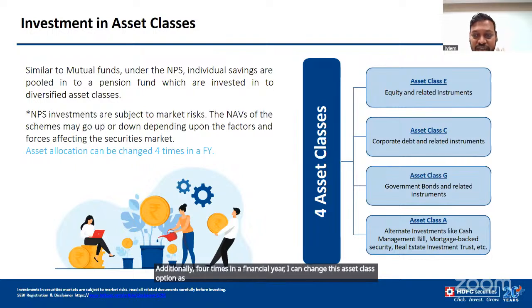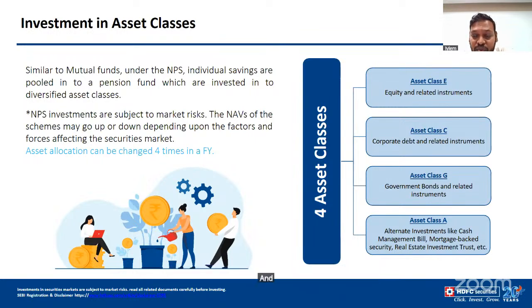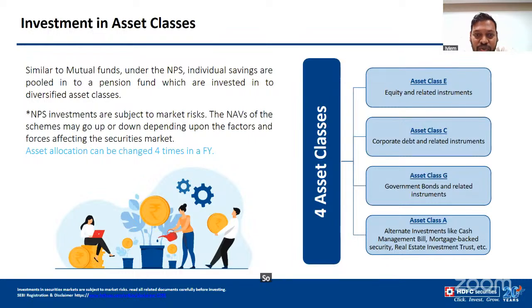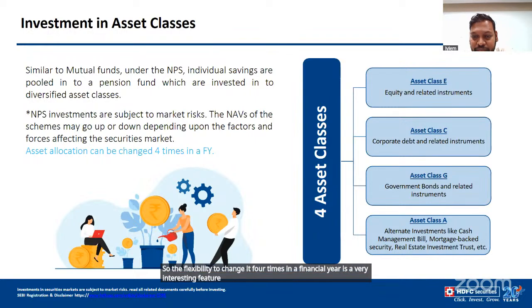So if I've selected 75% in equity and 25% in corporate bonds, and I would like to be a little more conservative, I can go for 100% towards asset class G, that is government bonds as well. So the flexibility to change it four times in a financial year is a very interesting feature of NPS.